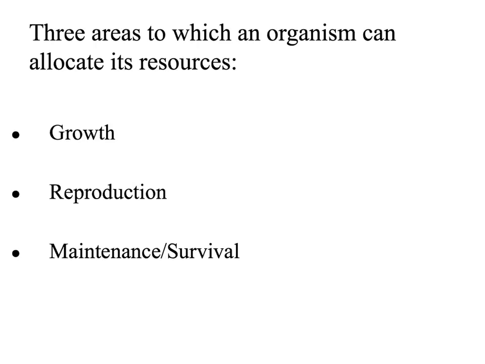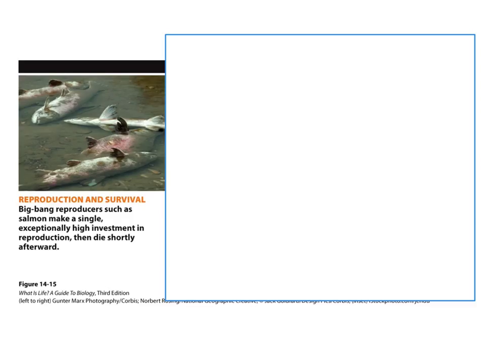We have said that there are 3 areas to which an organism can allocate its resources. We've talked a lot about reproduction and maintenance for survival. We can also look at their energy production and growth. Some organisms, like our salmon, have Big Bang reproduction, so they put a lot of energy into survival until they reproduce, at which point all their energy goes into reproduction.